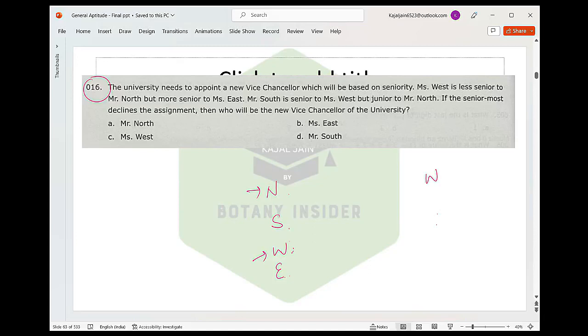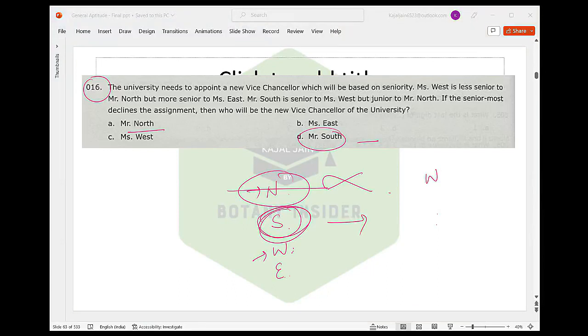It is asking, if the senior-most, that is North, has declined, who will be the vice chancellor? Mr. South. Simple, basic question. D will be the answer. The question asks if the first one has declined the offer, who will be the vice chancellor? South will be the vice chancellor. Clear, everyone? Shruti, Devika, clear?